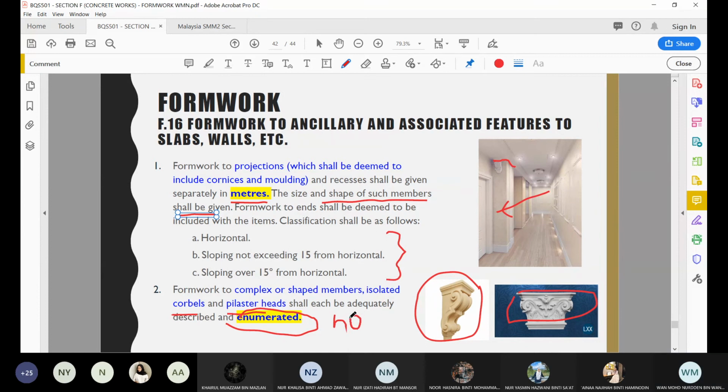Katakanlah kita buat formwork, tapi kawasan formwork tu di kawasan kolom ke ataupun kawasan beam ke, yang mana kat atas tu ada complicated and quite complex design. So kita tak boleh nyatakan dia dalam meter square or meter sebab it is special, so unit dia dalam number. So kita minta contractor refer kepada drawing sajalah. Okay, untuk buat benda tu.